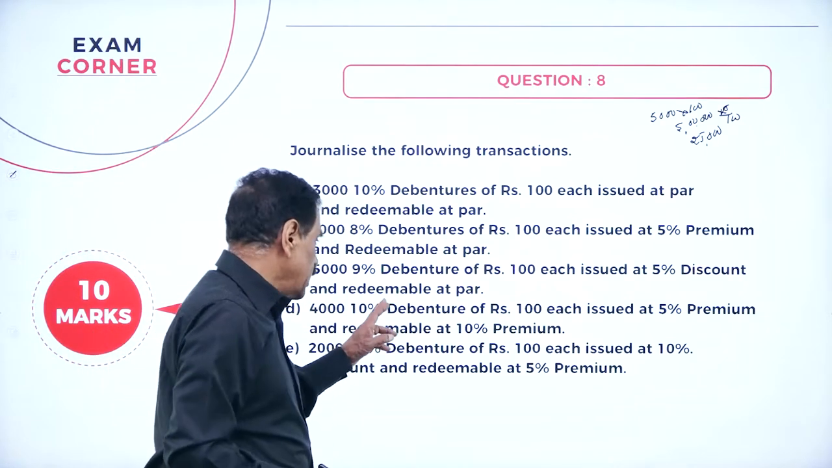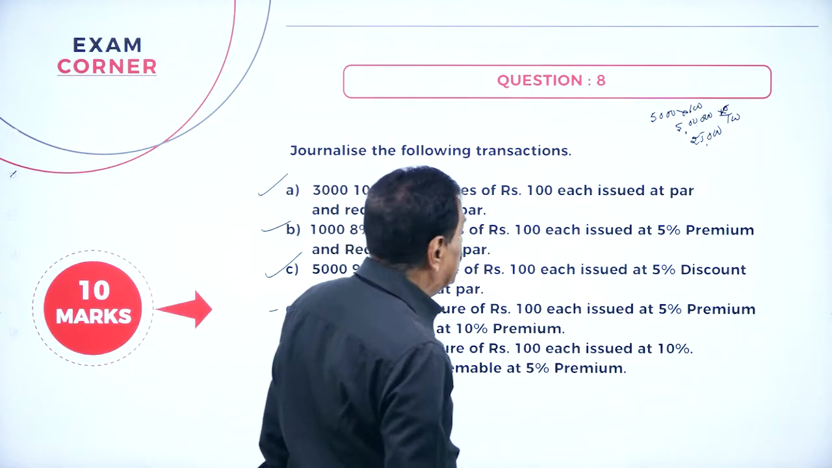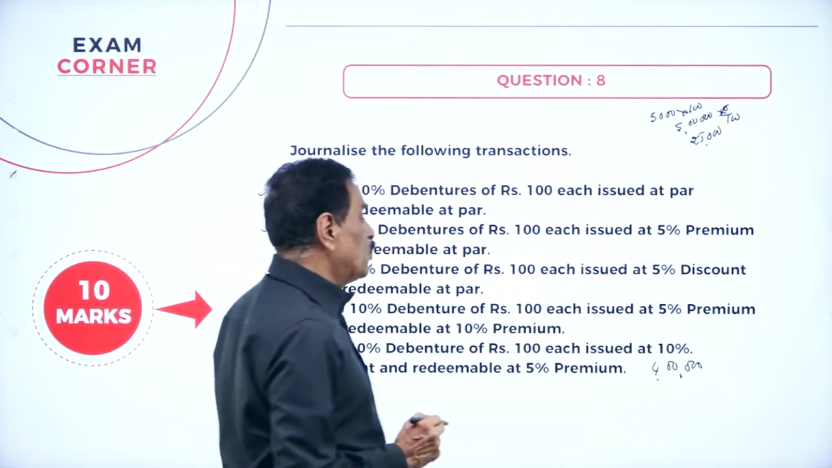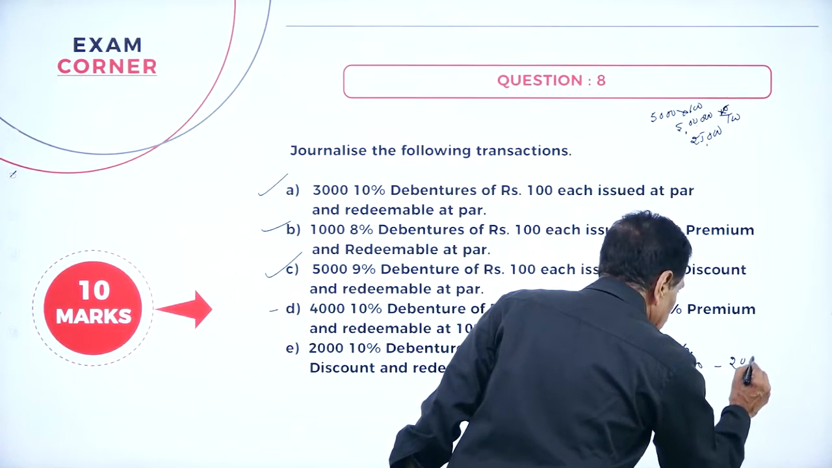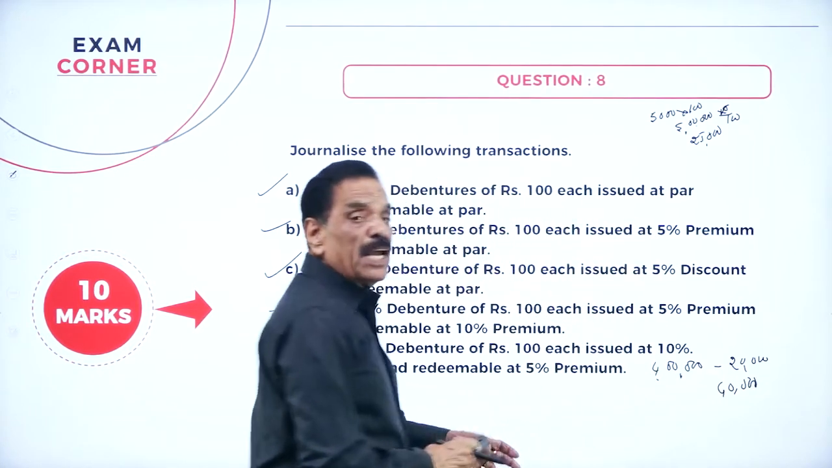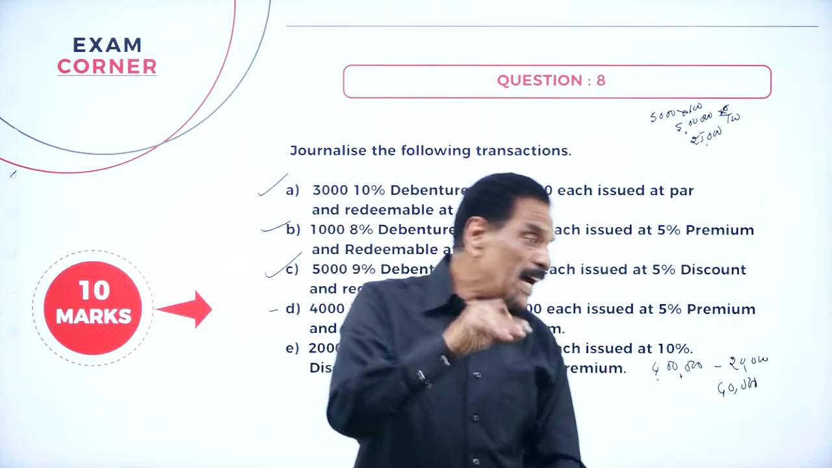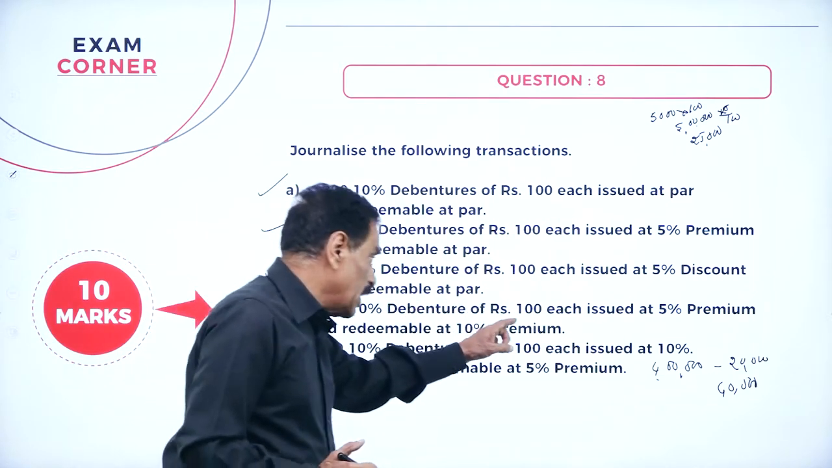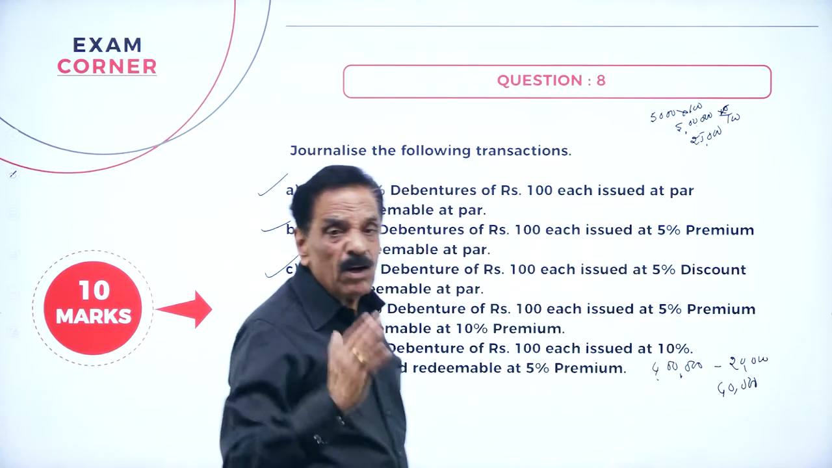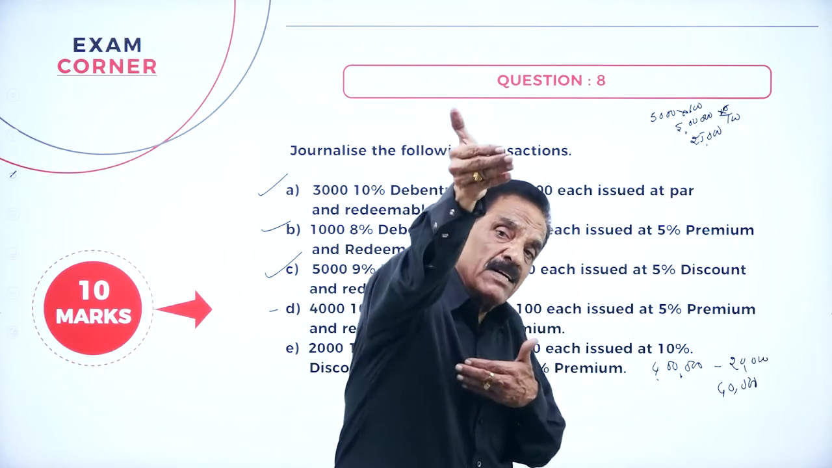4,000 10% debentures of rupees 100 each, issued at 5% premium and redeemable at 10% premium, he says. So here 4,000 into 100 is 4 lakh. Issued at 5% premium, 5% means 20,000. But redeemable at 10% means 40,000. That means you took at 4,20,000, paid at 4,40,000. Payable at 10% premium, taken at 5% premium. At issue you are receiving 4,20,000, but you are going to pay 4,40,000, so the loss we suffered is 20,000.